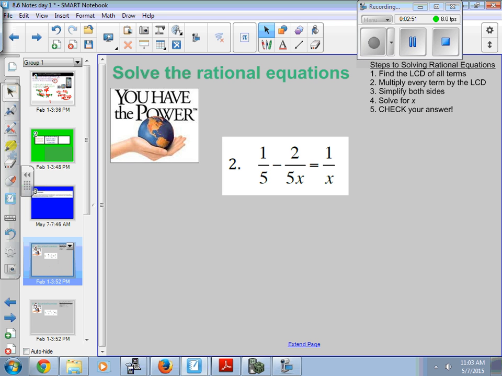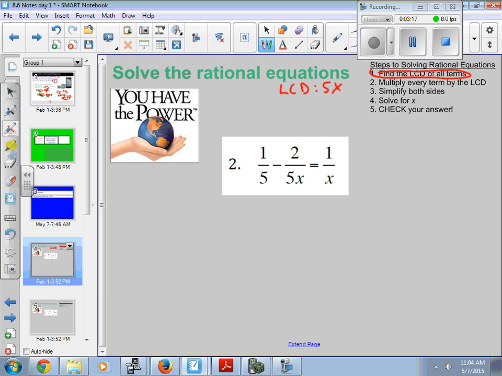So let's take an example. On number 2 here, we want to solve this one. In order to do it, the first thing we want to do is find the least common denominator of all these terms. Looking at all the denominators, it looks like 2 of them have a 5 and 2 of them have an x, so the least common denominator here is going to be 5x.